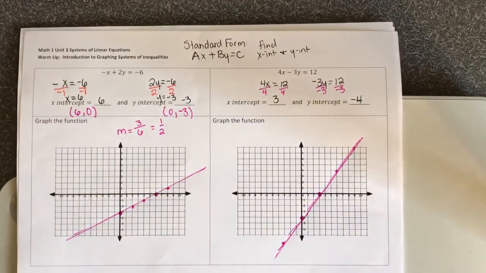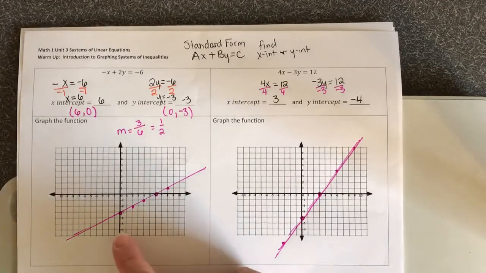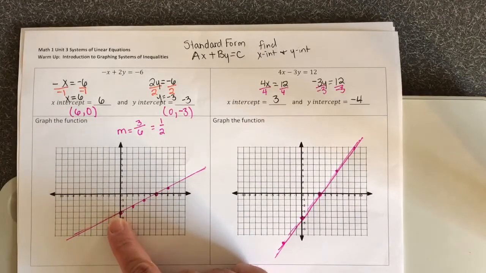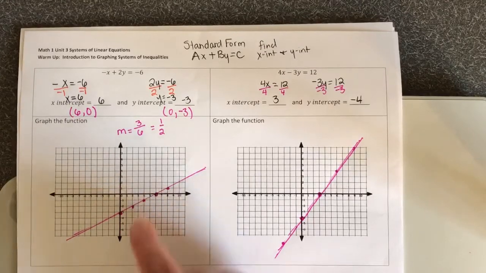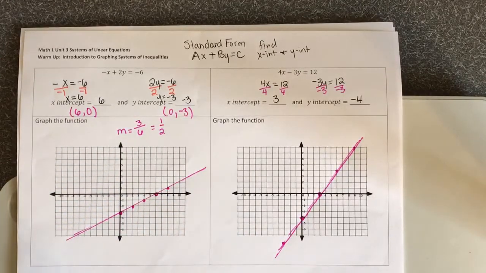Now, what's more important is the solution. When graphing a function, no matter what type of function it is, the solution is all the points on that function. So any point that falls on this line is a solution. So (0, -3), (2, -2), (4, -1). All of these points are solutions to this function. So we looked at another function, 4x minus 3y equals 12, graph the line, and all the points on the line is the solution.